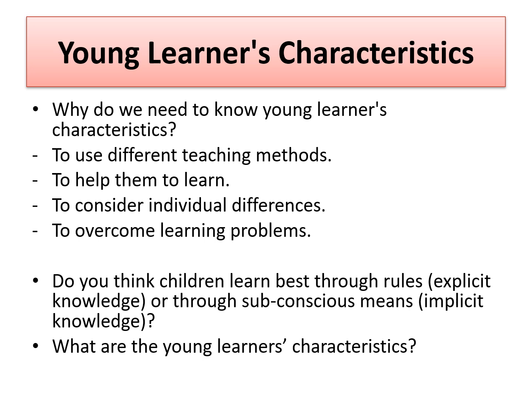Do you think children learn best through rules, explicit knowledge, or through subconscious means, implicit knowledge? As mentioned before, yes, young learners prefer to learn language more through implicit knowledge by starting to give them examples. Then ask them to repeat after you. You can ask them to give more examples. By the end, you can give them the structure of the grammar rule. What are the young learners' characteristics? You can mention a lot of young learners' characteristics as mentioned before in this lecture.